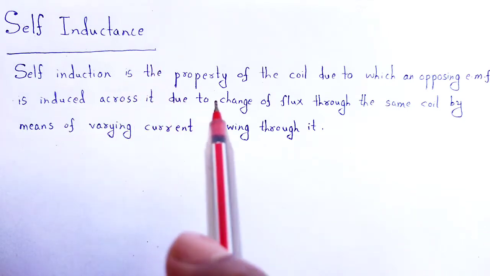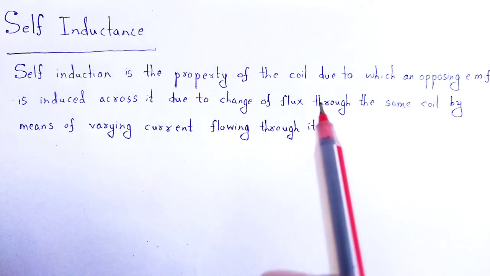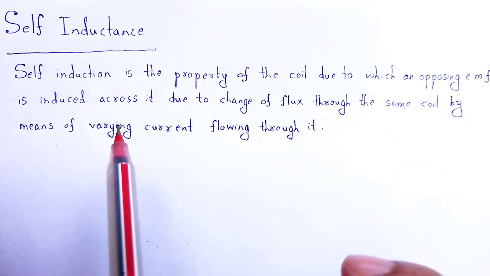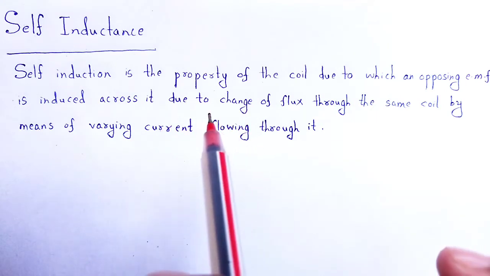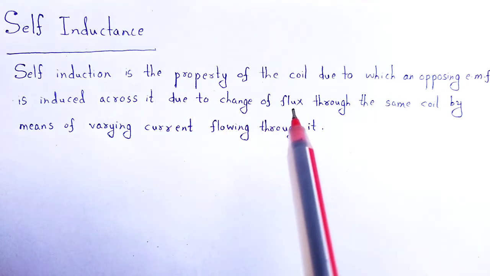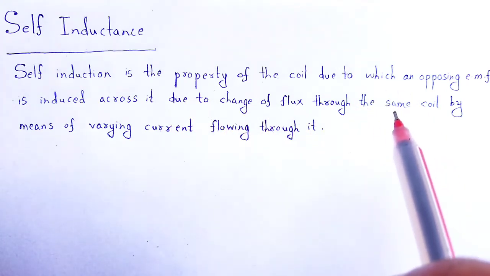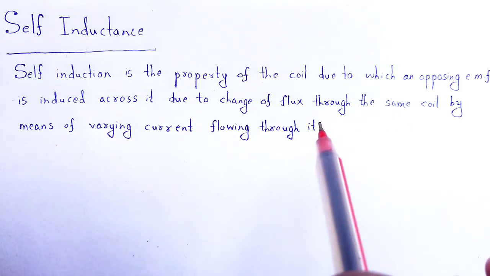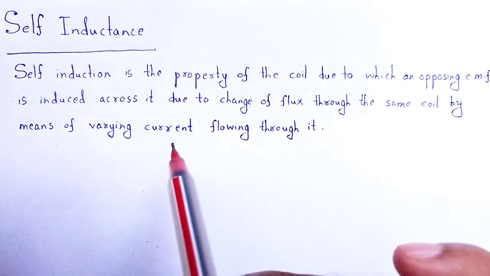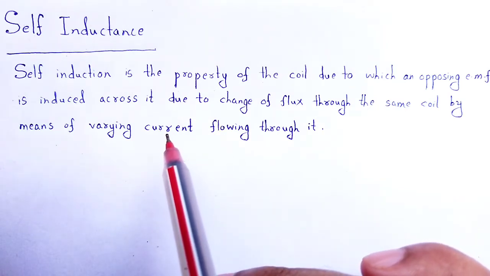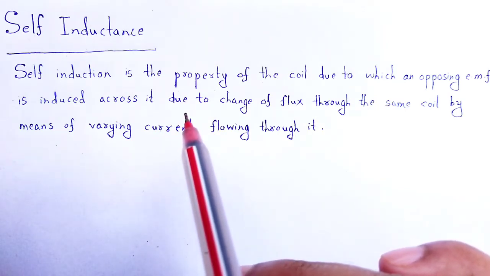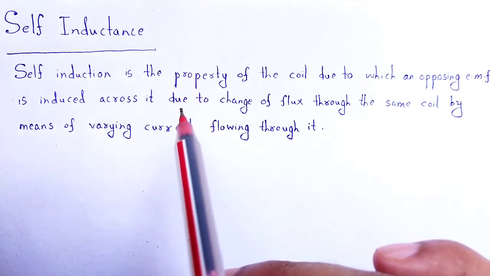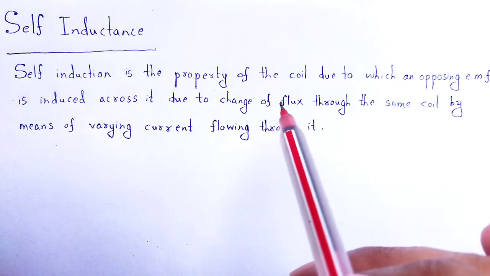Self-induction is the property of the coil due to which an opposing EMF is induced across it due to the change of magnetic flux through the same coil by means of varying current flowing through it. As current varies, the current produces a magnetic field, so variation of the magnetic field creates the change of magnetic flux.